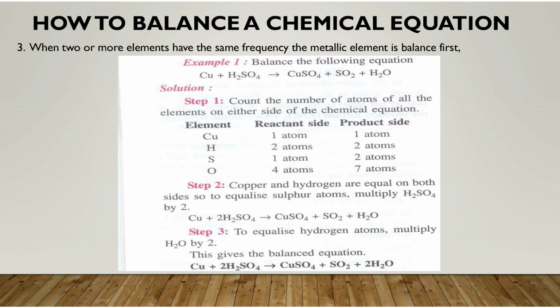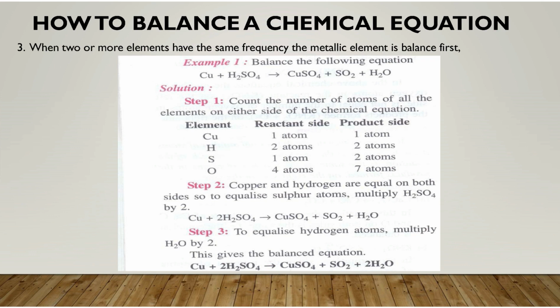So we come to step third. To equalize the sulfur atoms, multiply H2SO4 by 2. And after that, to equalize the hydrogen atoms, multiply H2O by 2. So this is the balanced equation. You can see all the atoms on the reactant side and all the atoms on the product side are the same. So this equation is balanced, and we have to do nothing.